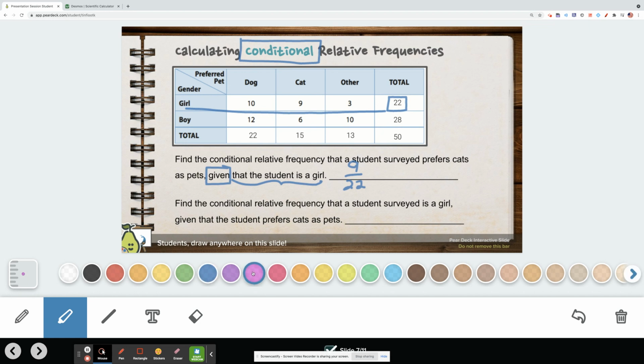Now let's see if the next question is asking the same thing or something different. Find the conditional relative frequency that a student surveyed is a girl. Here's my word given. Pay attention to that. Given that the student prefers cats as pets. This time, here's my column of interest, and the 15 is now my whole. And I do have 9 girls out of the 15. And no, these two answers are not the same.